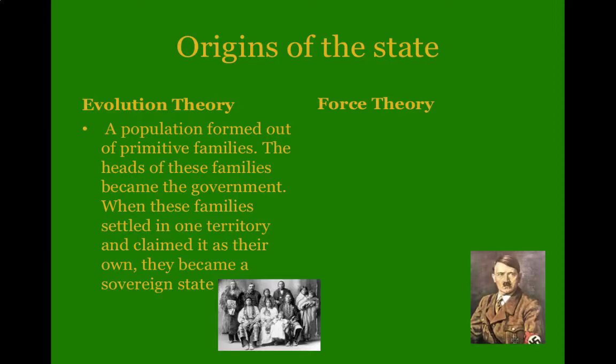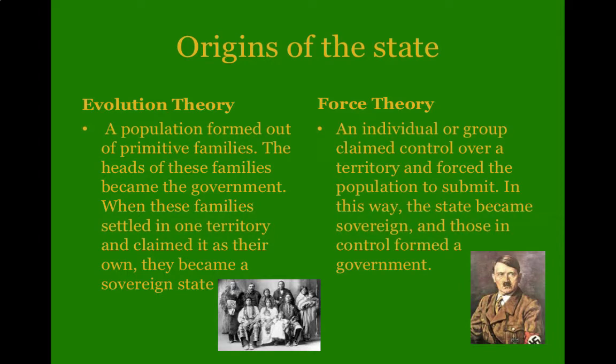Force theory. Here I have a picture of Adolf Hitler, and when you think of Nazi Germany and how it came to be, you had an individual, Adolf Hitler, who took control of this territory and forced everyone to submit through force. The state becomes sovereign, and those in control form that particular government, and you don't have a choice. You have been forced into that, as opposed to evolution, where it just kind of happens through a process because you have more and more people and you need some sort of government to take care of the different things that are going on.